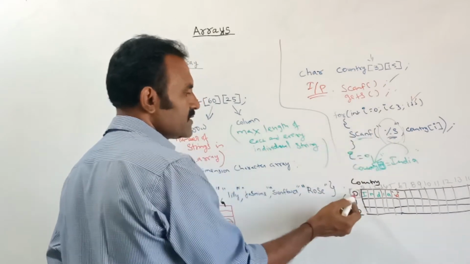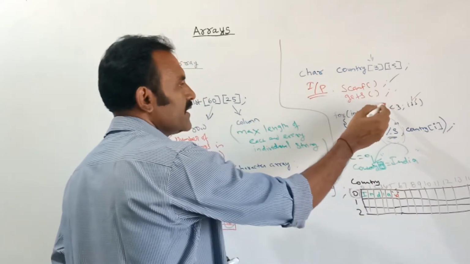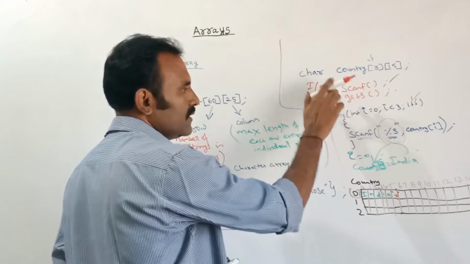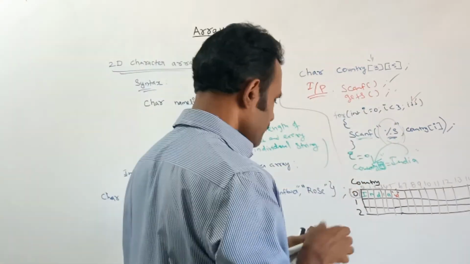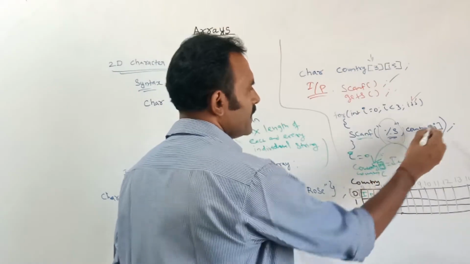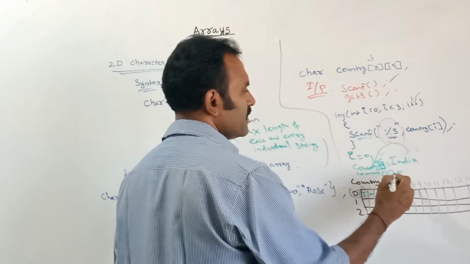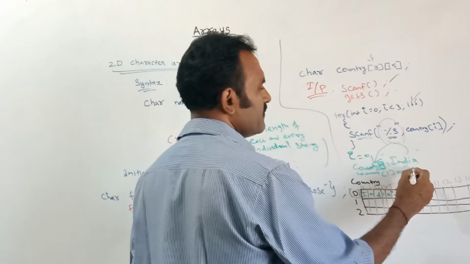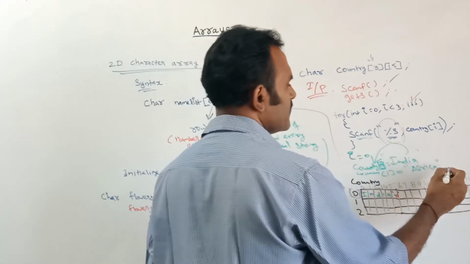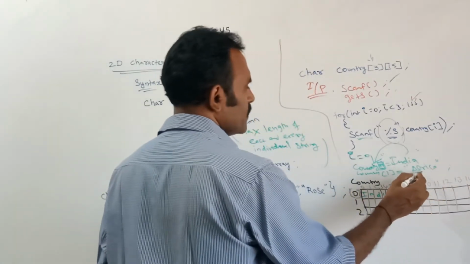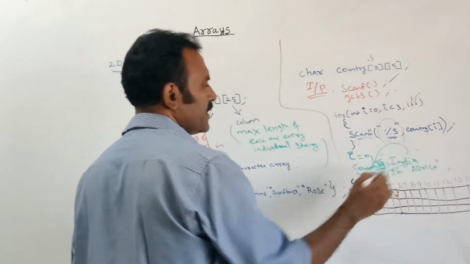Previous value of I is 0. So 0 plus 1, 1. Here it checks the condition, 1 is lesser than 3. So condition true. Again it comes inside. Suppose if you are giving country of ith position, now I value is 1. Country of 1 is equal to, suppose if you are giving Africa. This Africa is stored to the location country of 1.